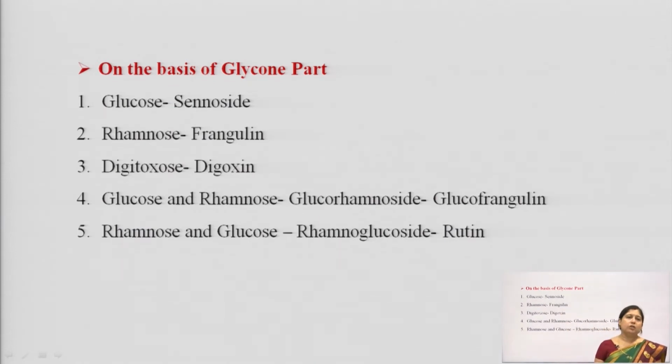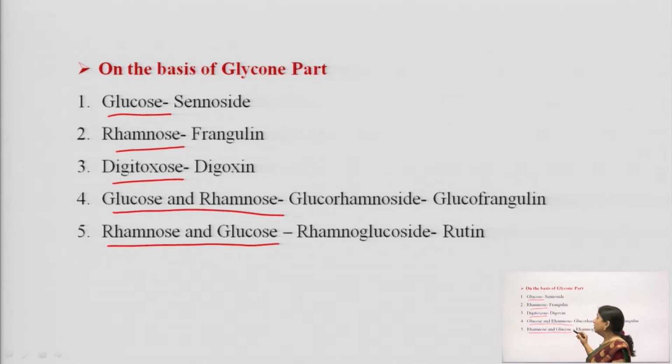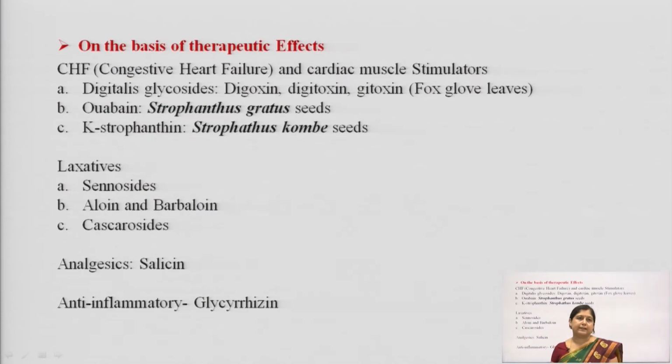Now, it can also be classified based on the type of the glycone part. If it is a glucose, if it is a rhamnose, if it is a digitoxose, if it is a glucose and rhamnose combination, or a rhamnose and glucose combination, it means the order of attachment of these disaccharides. Okay. So, based on that also we can classify the different types of these glycosides.